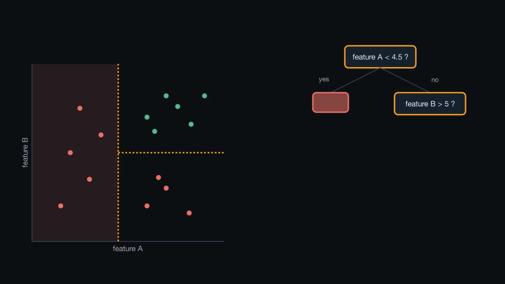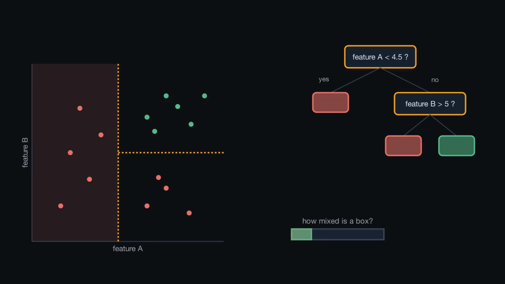So the tree just asks another question, only for that box. Is feature B above 5? Now both halves are clean. Above the line, all green, a leaf. Below it, all red, a leaf. With just 2 questions, the tree has carved the messy picture into 3 pure boxes.